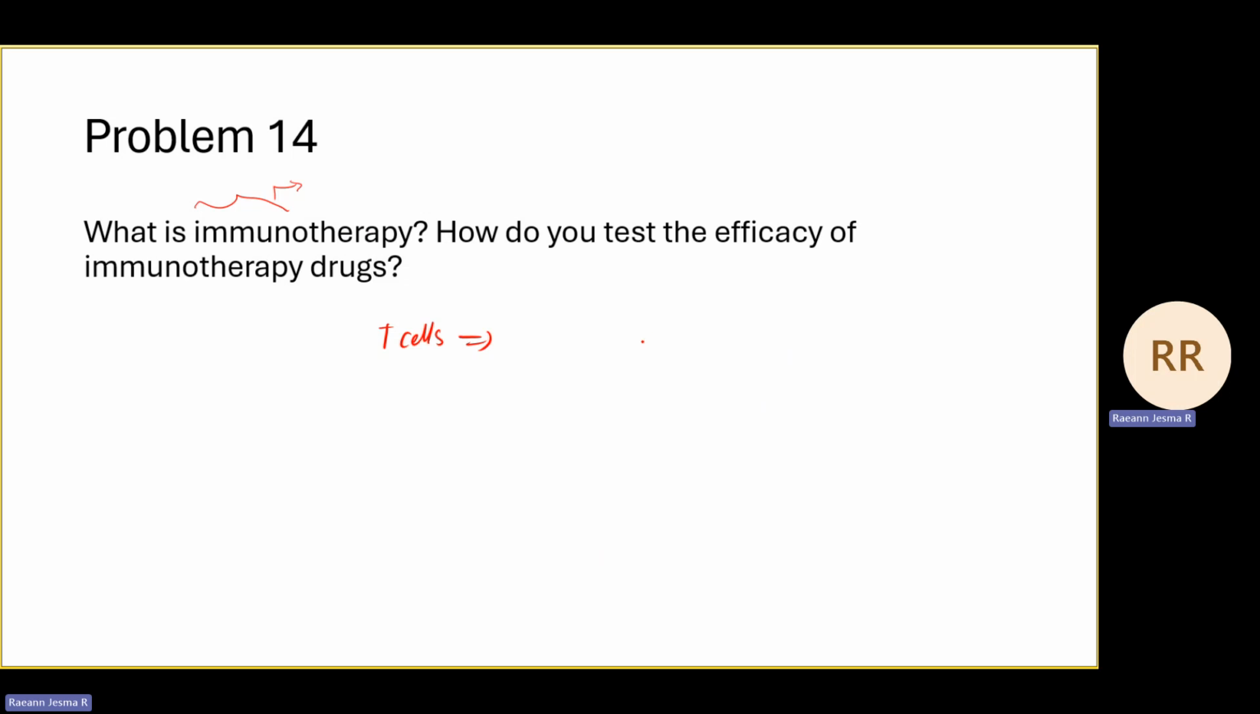First, we test whether the cancerous tissue can be treated by immunotherapy or not. In order to test whether the cancer tissue can be treated by immunotherapy, we look for something called PDL1. PDL1 is a type of protein that is present in the cancer cell.